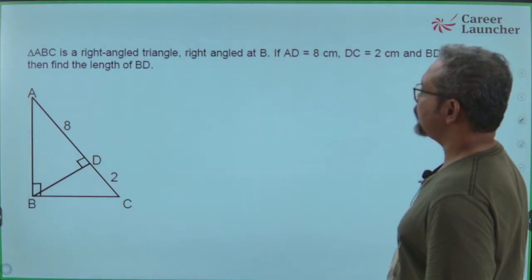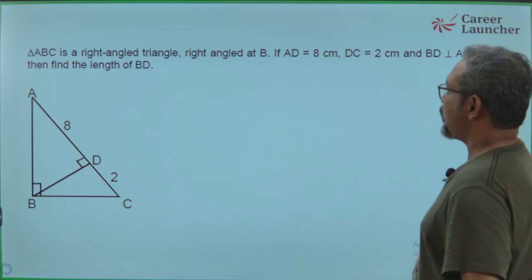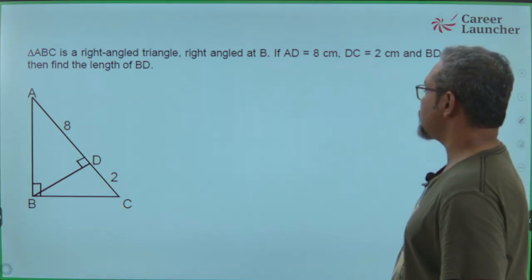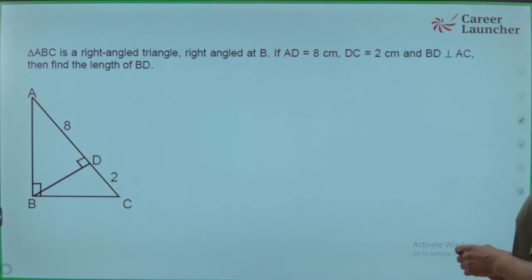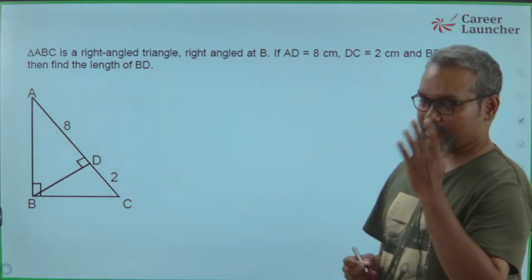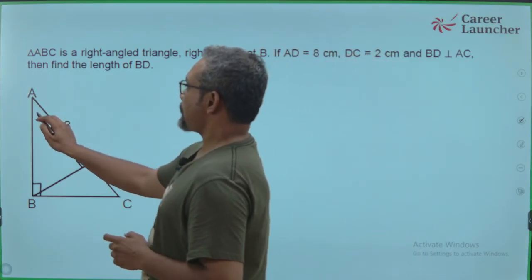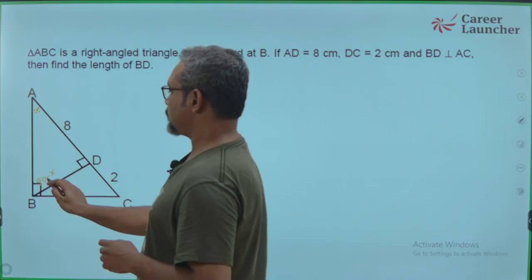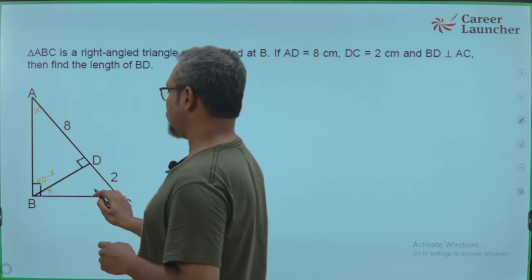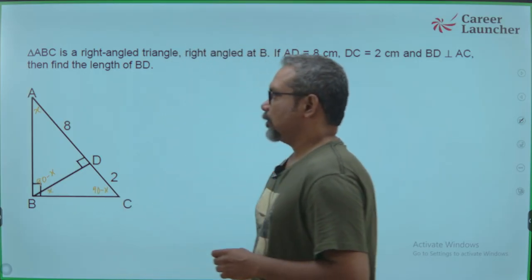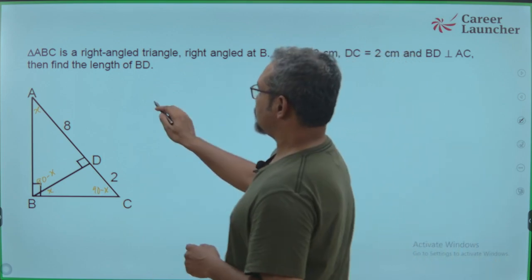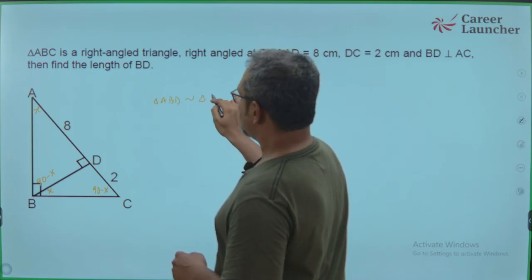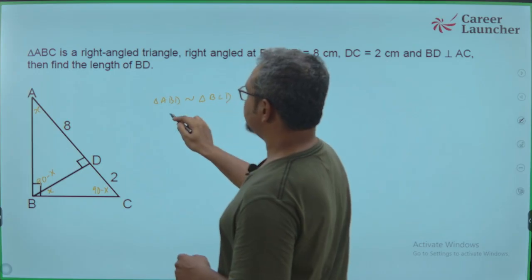So here we have this right angle triangle, right angled at B. You have drawn BD perpendicular to the hypotenuse AC, and the sides given are 8 and 2. You have to figure out the length of BD. Here if you look at this angle, let's say it is X, this is 90, so this would be 90 minus X. This is 90 degrees, so this is X and that's 90 minus X. So if you look at the two smaller triangles, ABD is similar to triangle BCD, same set of angles.